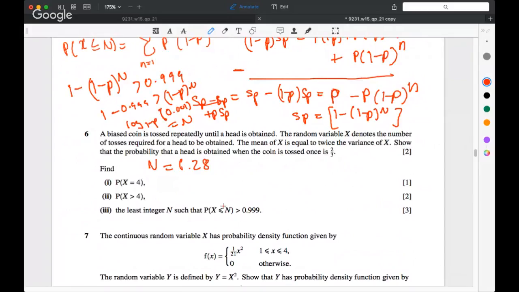So what this is really trying to say is that if n is 6.28, it's really unlikely that x is going to need to be bigger than it for you to get ahead. But seeing as these are all integers, you can't have 6.28 throws. We need to round up to the nearest number. So n needs to equal 7, so that the probability that you only have to wait 7 throws is this. Okay, so that's what that question is. So it's a bit of geometric series and a bit of thinking, but otherwise it's not too bad.